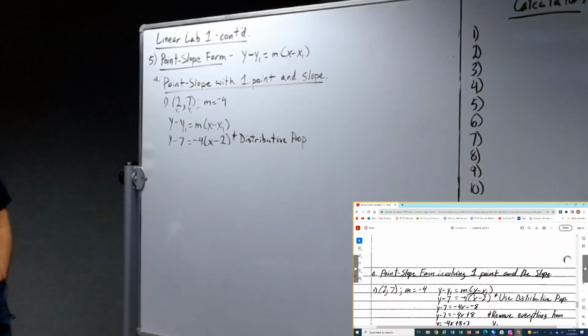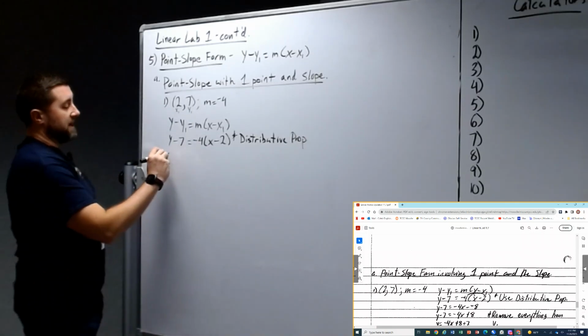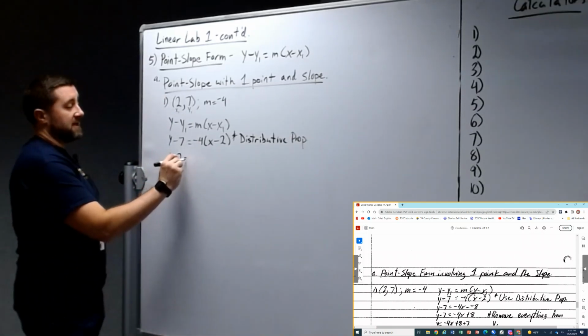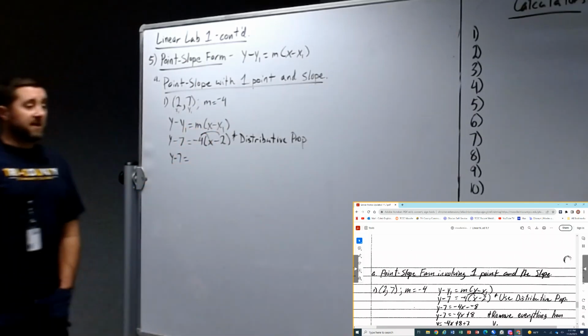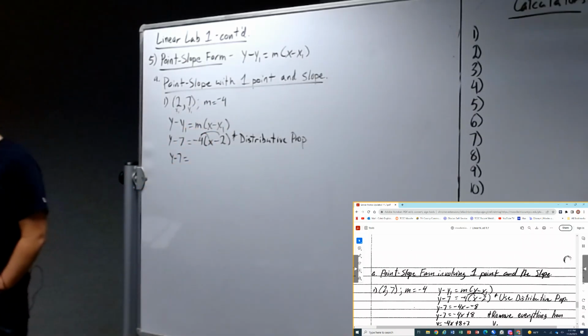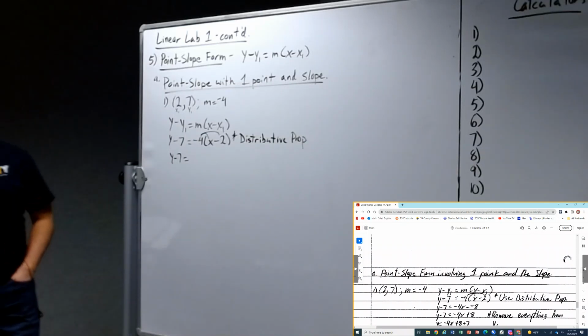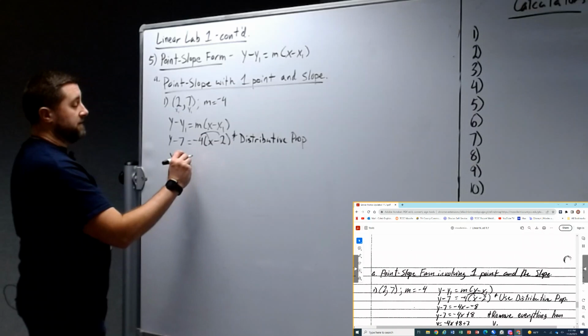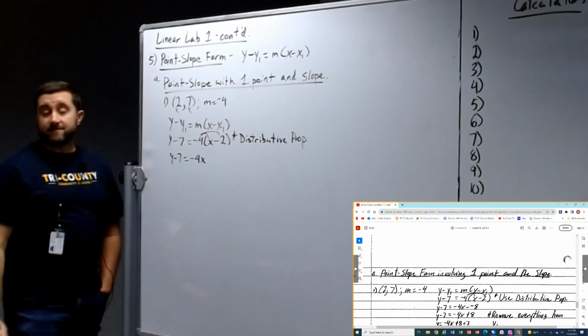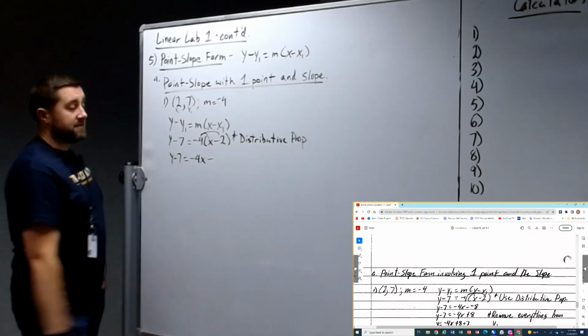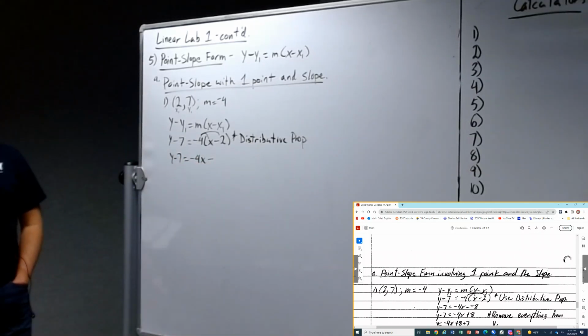All right? So we've got y minus 7 on the left still. We're going to take this -4 and distribute it to the x and the 2. And we're going to leave that minus in there for now so we don't lose it. So -4x comes from -4 times x. Bring down your minus so that you don't lose it. What's -4 times 2?